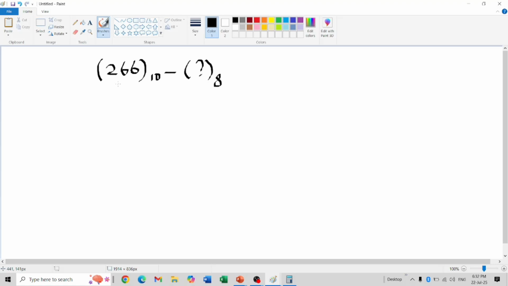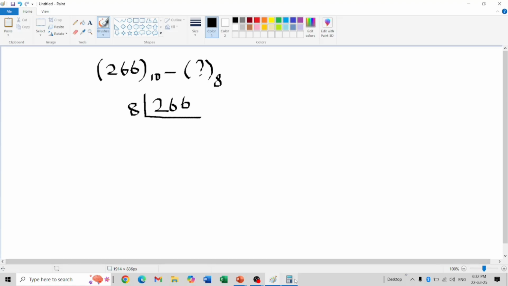So we are going to discuss now how to convert the decimal 266 to octal value. The same method only we are going to do it. 266, we are going to divide the number by 8. And what is the quotient?